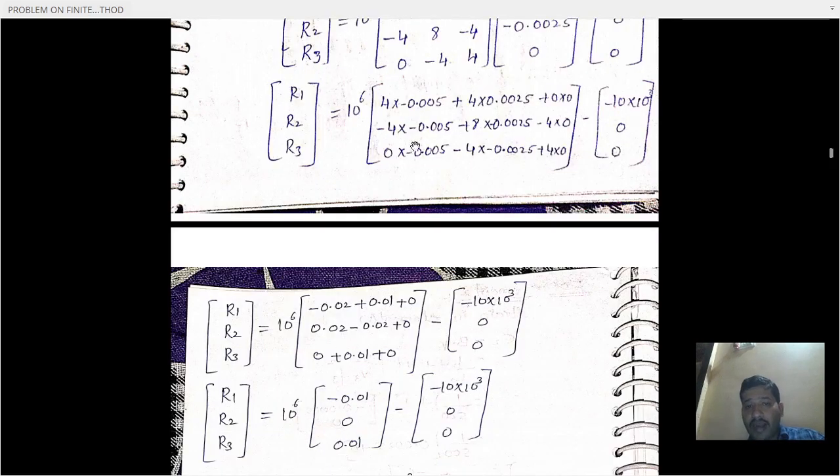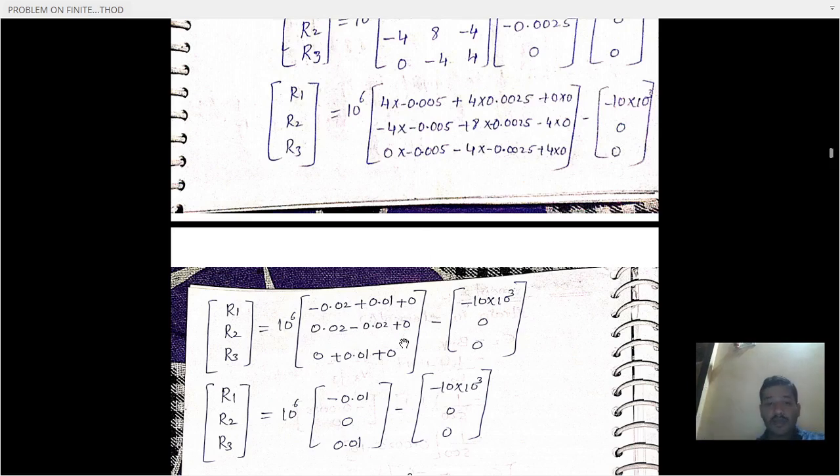If you add these values, 4 into 0.005, then you will get minus 0.02, plus 4 into 0.025, then you will get 0.01. 0 into 0 should be 0. Again multiply: minus into minus should be plus, 4 into 0.005, then you will get 0.02. 8 into minus, plus into minus, minus, is it right? 8 into 0.0025, then you will get minus 0.02. Minus 4 into 0 should be 0.